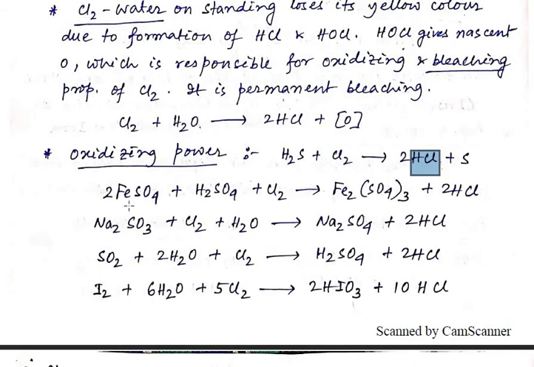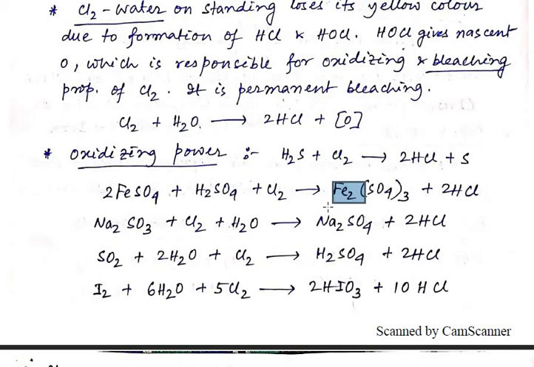In another reaction, when ferrous sulfate, FeSO4, reacts with concentrated sulfuric acid in the presence of Cl2, it forms Fe2(SO4)3 along with HCl. Here again the oxidation number of Cl2 is 0, and in HCl it is -1, so reduction is happening. In the case of iron, the oxidation number goes from +2 to +3, so oxidation takes place in iron. So here Cl2 acts as an oxidizing agent.